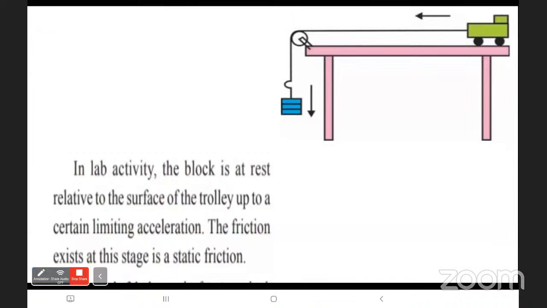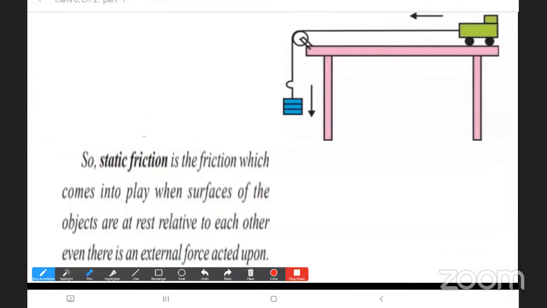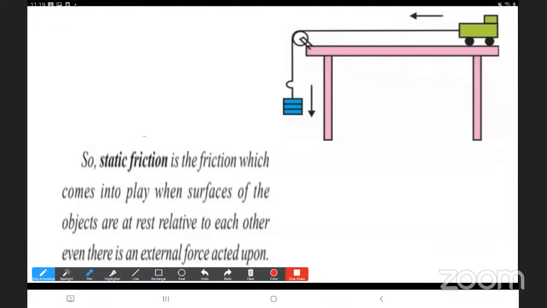So we can say that static friction is the friction which comes into play when the surfaces of the objects are at rest relative to one another, even if an external force is acting upon them. Here you can observe that static friction is also one of the frictions. So it comes into play when the surfaces of the objects are at rest relative to each other.